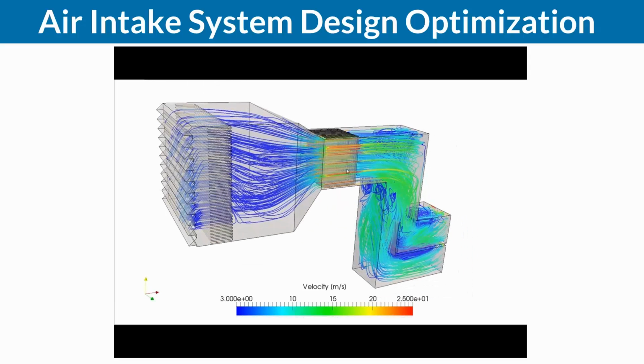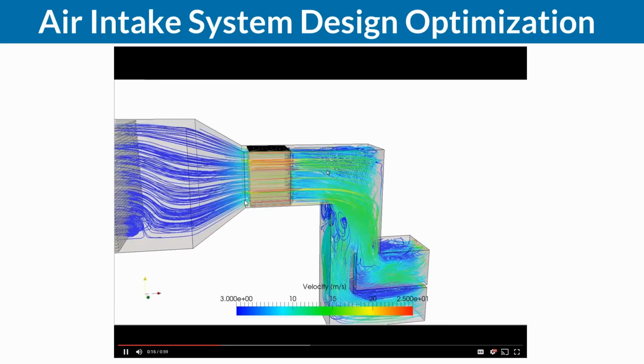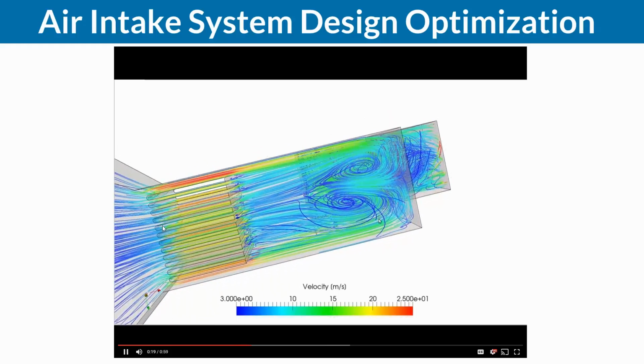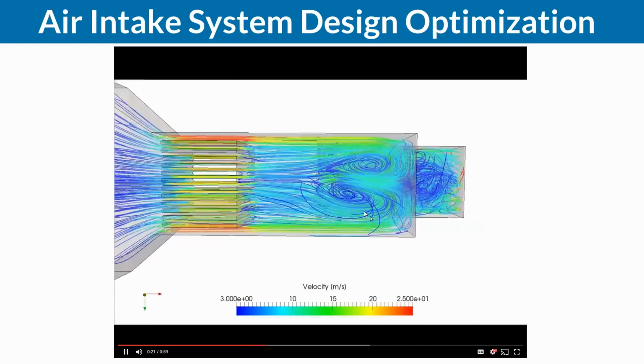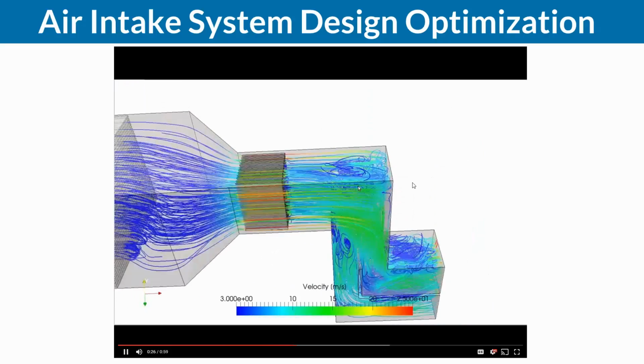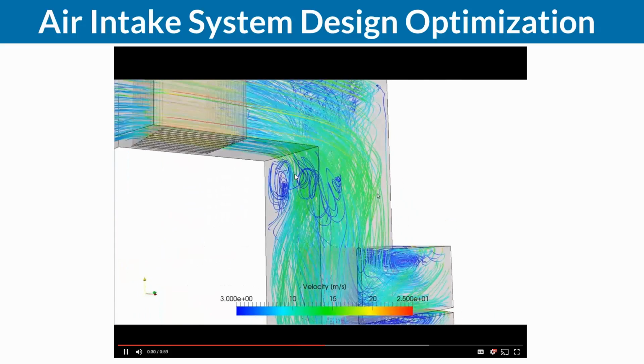This is now a screencast of how I'm interacting with the velocity field of what I simulated here. So this is a streamline visualization of the velocity. So everything that's blue is under 3 meters per second, right? So very low velocity. And we can already see here that behind the silencer, we have these two vortex structures being formed in the corner of the duct, or of the air intake system.